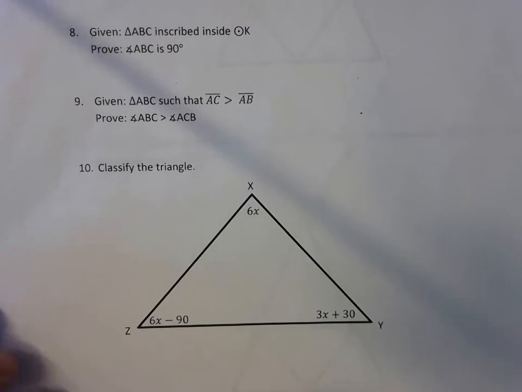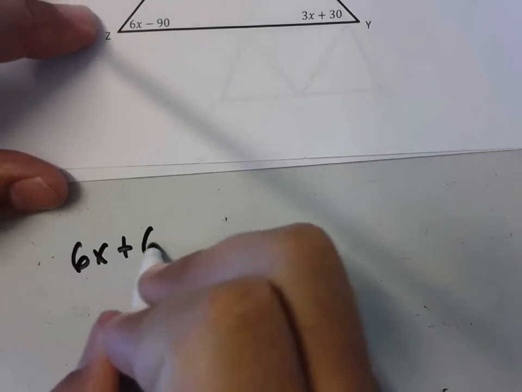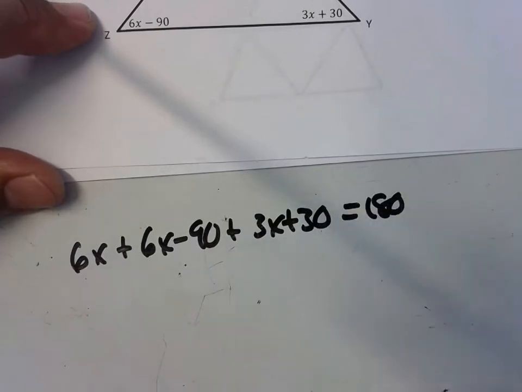Number 10, let's classify the triangle. First thing you need to do is add all of them up. Triangle sum theorem. We're going to add all of them up. And to do that, we're going to get 6x plus 6x minus 90 plus 3x plus 30 equals 180. Triangle sum theorem. Add them all up, set them equal to 180.